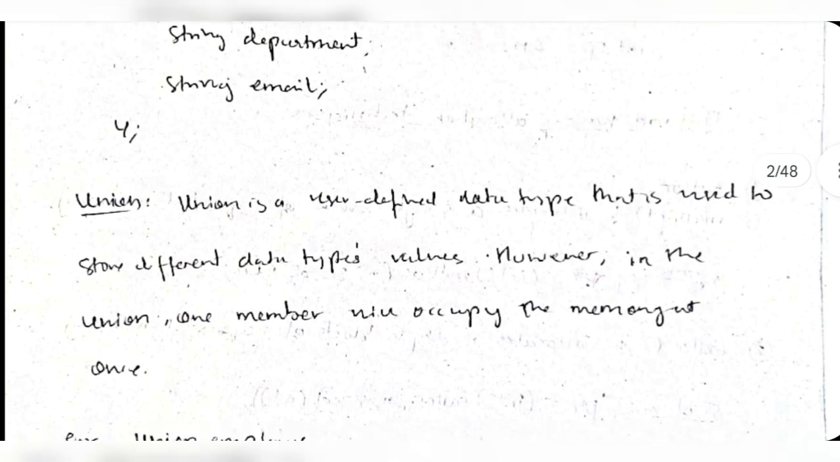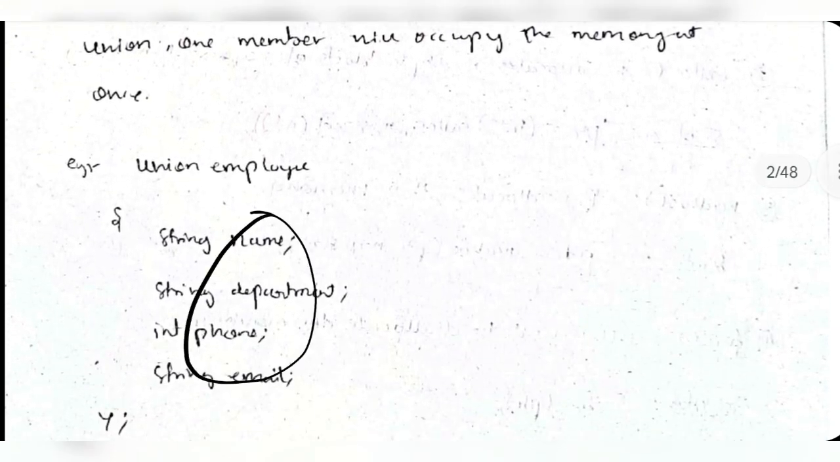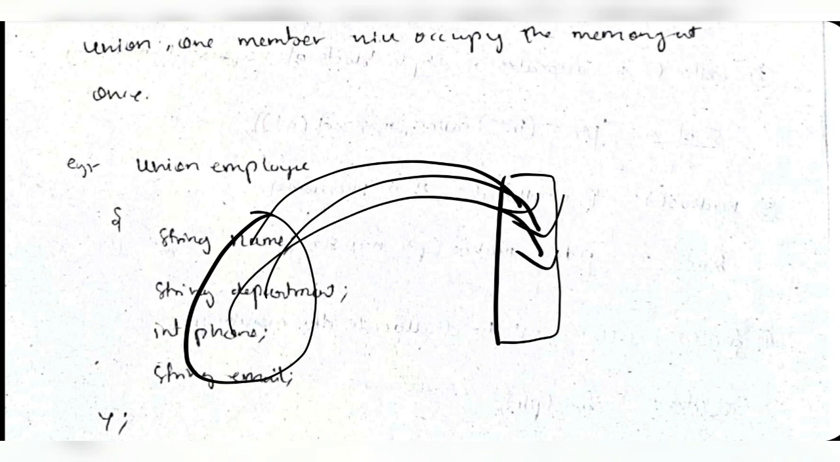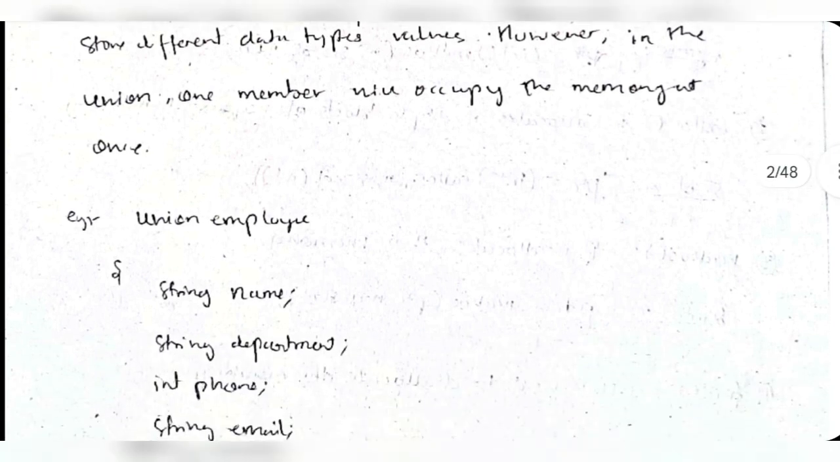The same thing is there with union as well, but in union only one of these will be stored in memory. So memory will be allocated for this much only at a single time. Either name will be stored here, or if I store department this will be overwritten, or else phone number or email. That's the only difference. The syntax is the same, just the keyword will be union here.